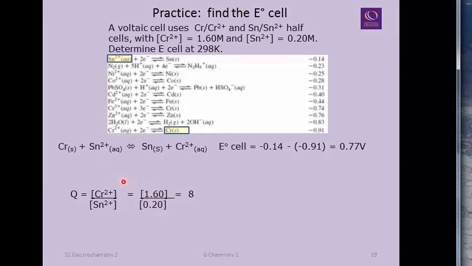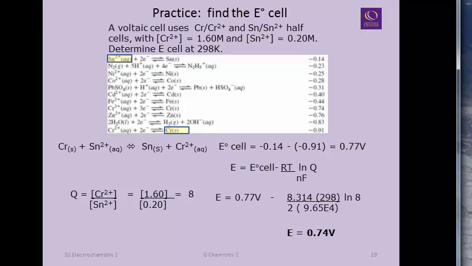We decided the chromium 2 plus is 1.6, the tin 2 plus is 0.2. Whenever you're in this scenario, your reactants are a little lower than your products, and that should consequently lower the voltage a little bit. So we do this calculation on Q and say that's 8. Pull the Nernst equation and we just plug and chug. And sure enough, instead of being the 0.77 volts it was when these are 1 molar and 1 molar, it's actually at 0.74 volts. It's dropped a little bit. And remember, it's a 2-electron event.